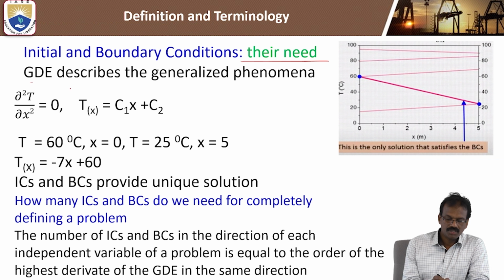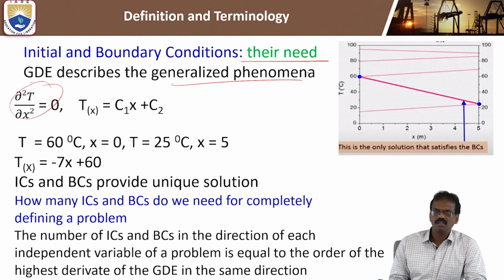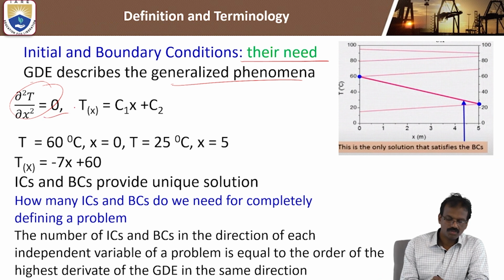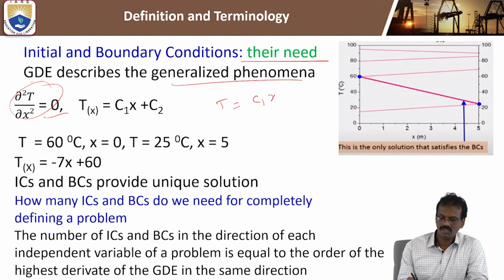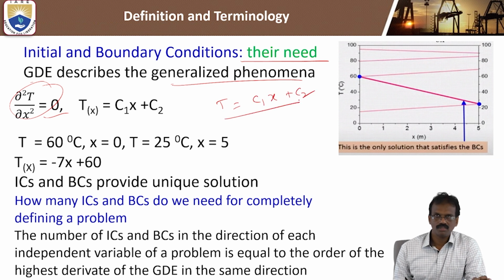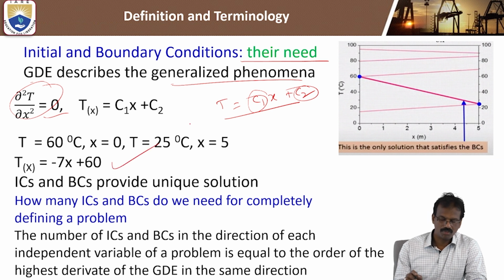So the general differential equation, which describes the generalized phenomena, is d squared T by d x squared equal to 0. If you solve this, you will get the formula T is equal to C1x plus C2. To solve this, you have to take some boundary conditions. By using the boundary conditions, you have to find the constants C1 and C2. Then you will get the final formula.